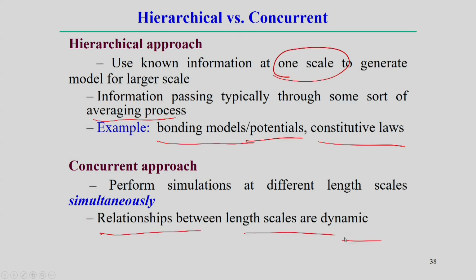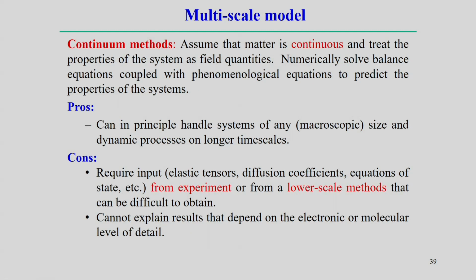So, passing the information from one scale to another is the major issue in the concurrent approach. Now, multiscale modeling: if we look into the continuum methods, because in most cases we use these continuum methods, and of course, the modeling of manufacturing processes is mostly based on these continuum methods. That means just finding the equilibrium equation and solving it to get the output variable. So, in continuum methods we assume a continuous media basically and treat the properties of the system as field quantities.